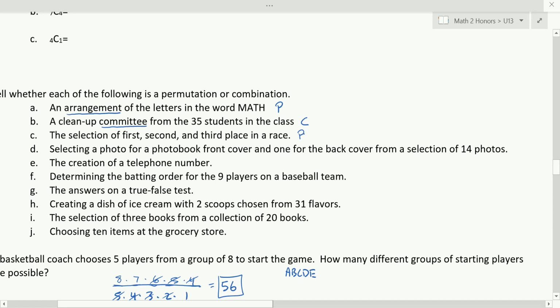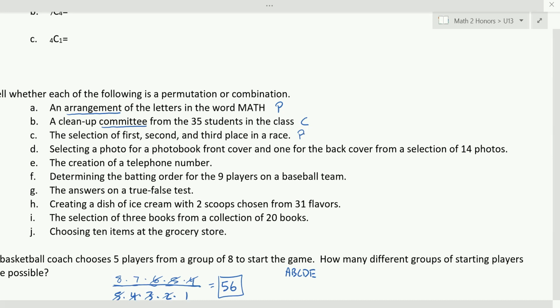Selecting a photo for a photo book front cover and one for the back cover from a selection of 14 photos. Is there a practical difference between what you put on the front cover and what you put on the back cover? Does it matter? Or could it matter to you? We're talking about real life. Could matter. It will matter, huh?